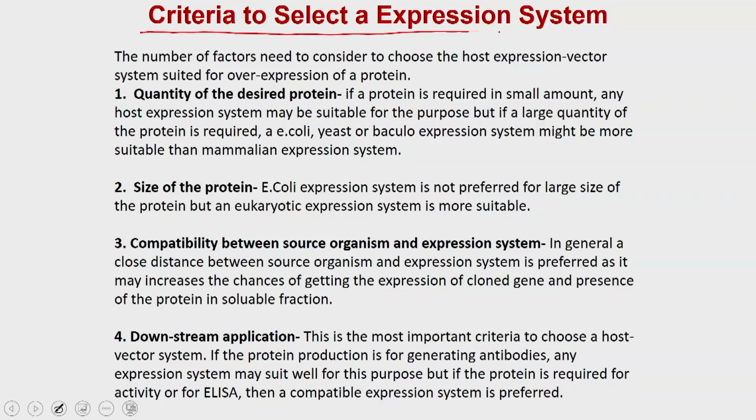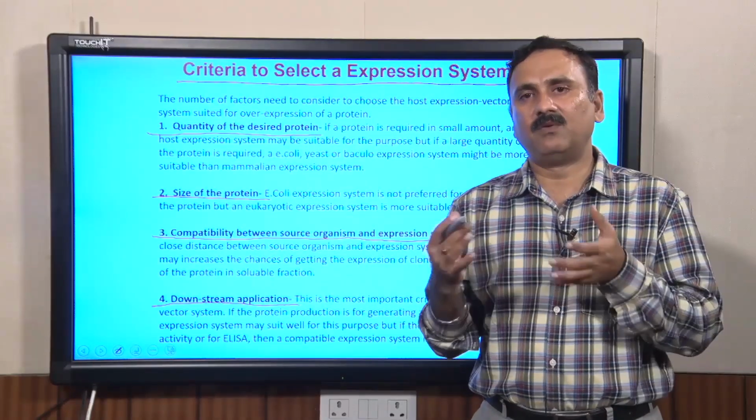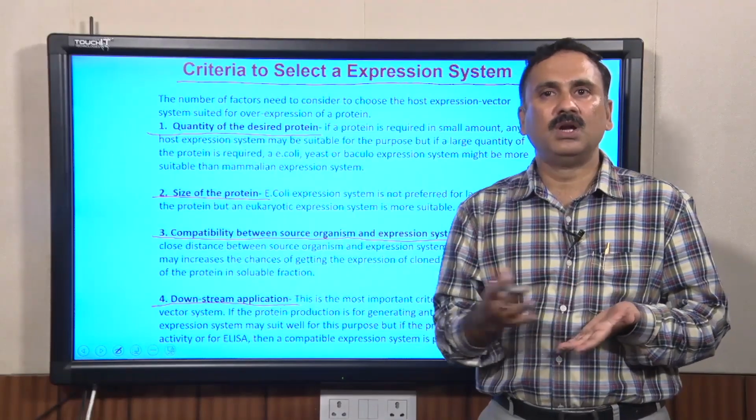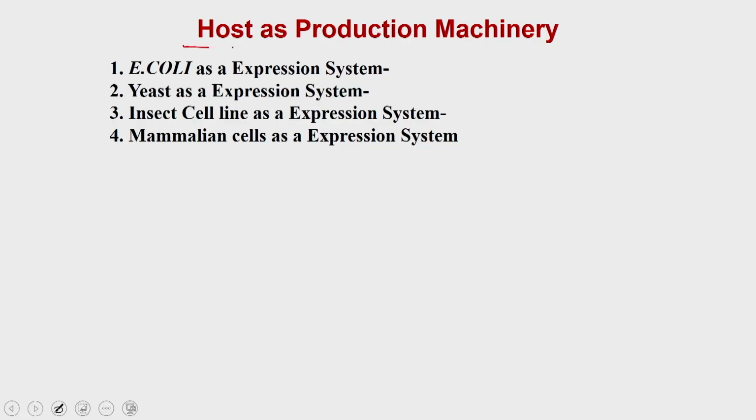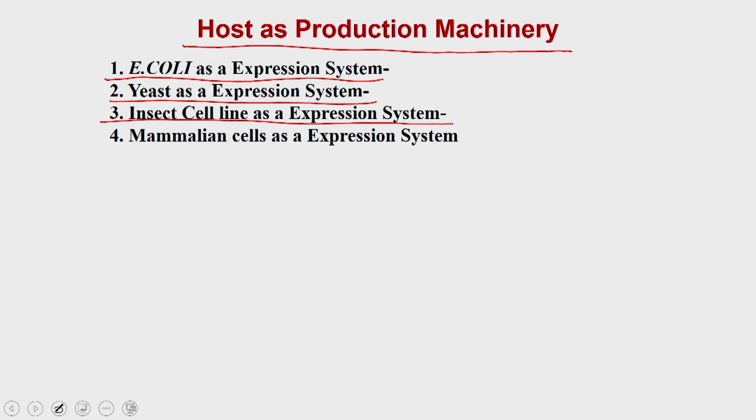We have discussed the criteria to select a particular expression system. It depends on the quantity of the desired protein, the size of the protein, the compatibility between the source organism and the expression system, and the downstream application. Considering these criteria, you can choose different types of host, whether bacterial, yeast, insect or mammalian cells. In the host as a production machinery, we discussed different types of expression systems: E. coli, yeast, insect cell lines, and the mammalian expression system.